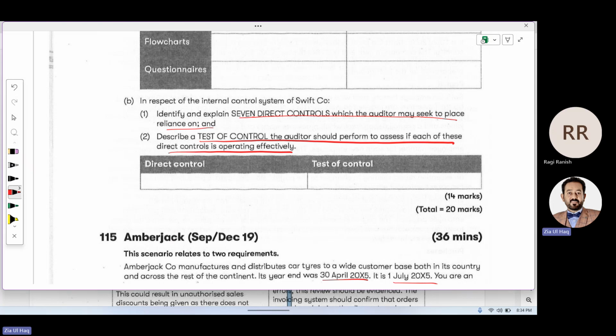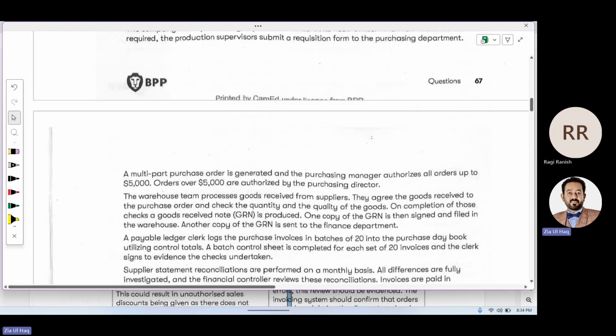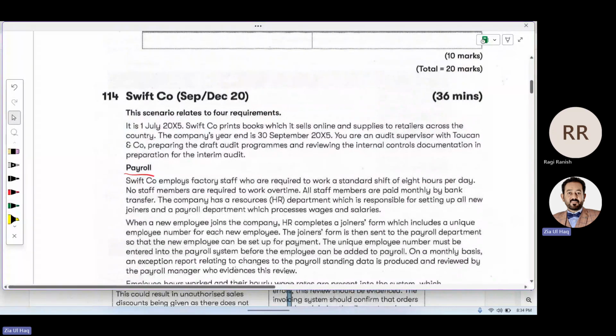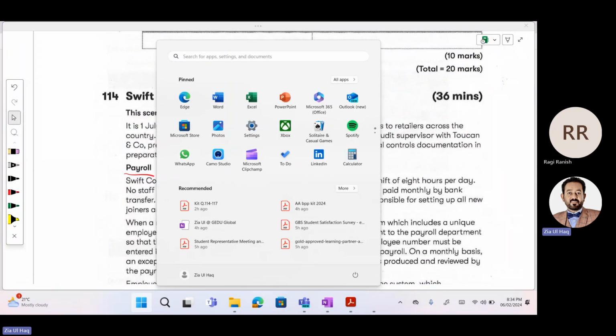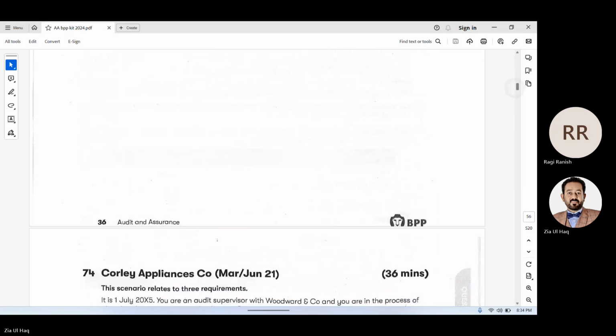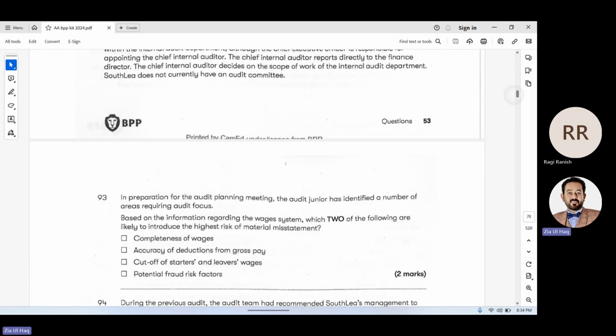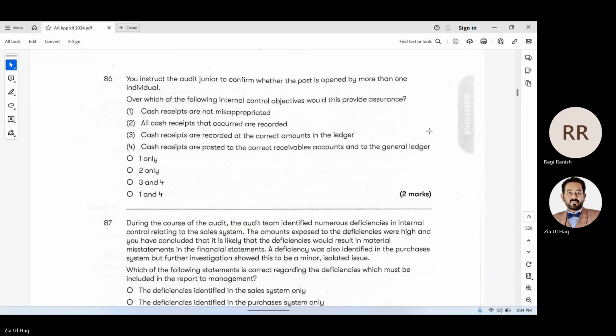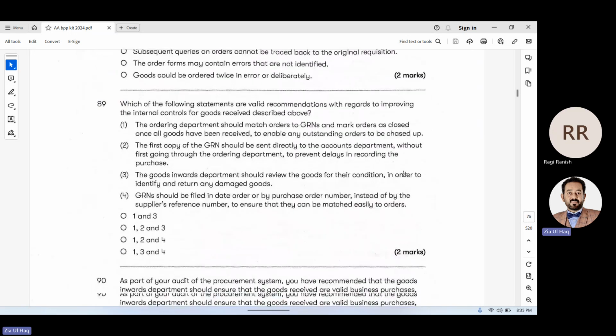Or should I leave this question for you, because there is a payroll system similar to the question we have covered now, and there is a purchase system. You will cover this question by yourself. I am moving towards one more difficult question. 109A. That was 114.